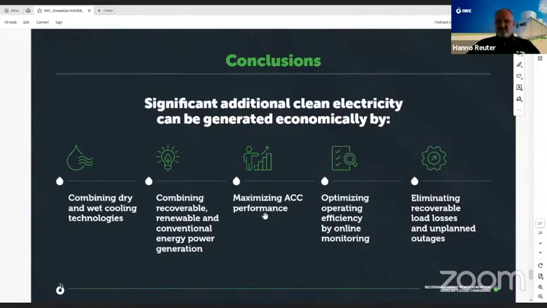Maximizing HCC performance can give you dramatic increases in output on an existing plant, and one can optimize operating efficiency by online monitoring, and effectively by adding or improving the systems, one can eliminate recoverable load losses and unplanned outages.